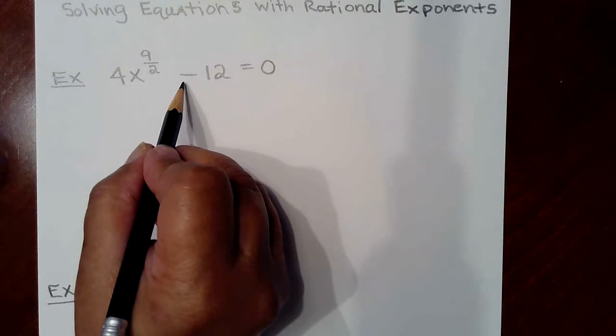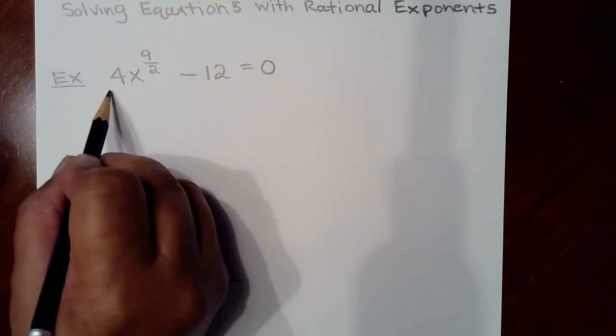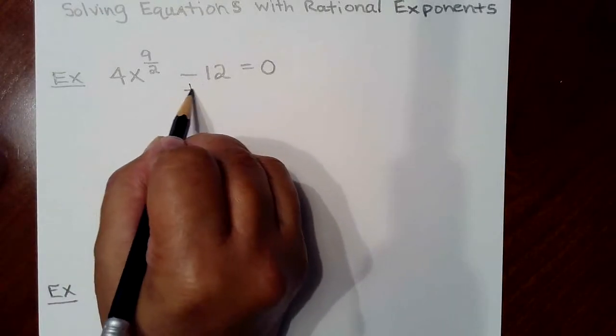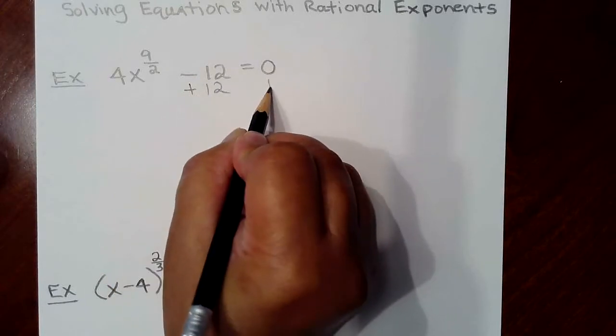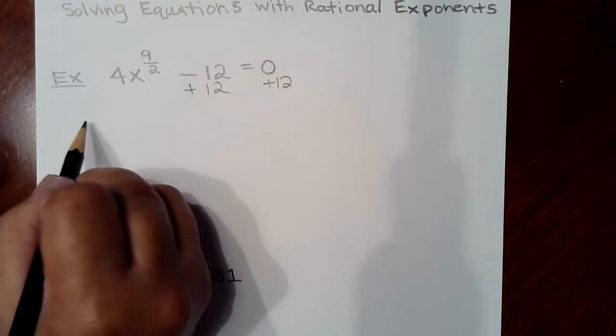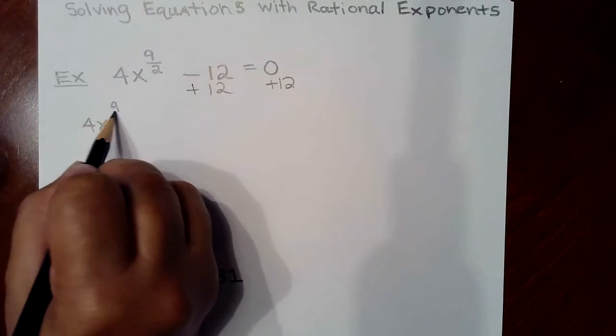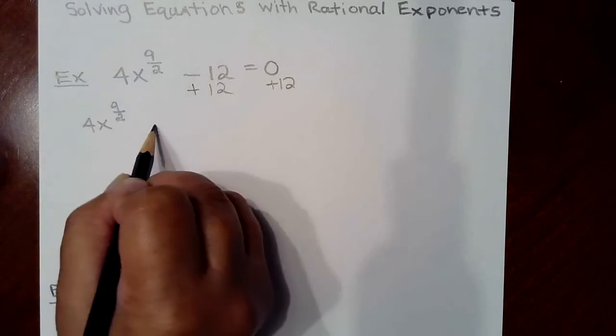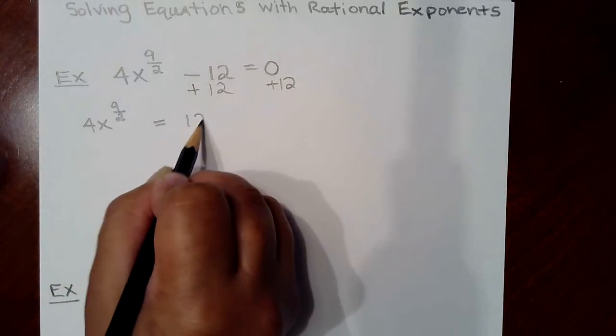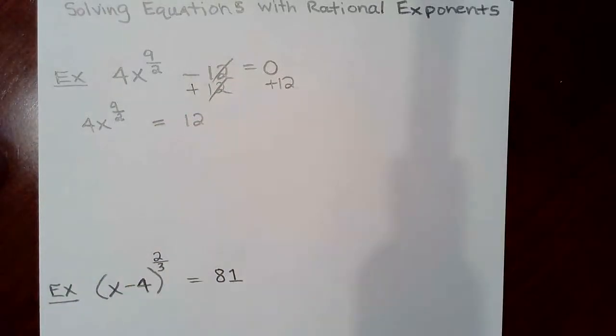When there are items that are being subtracted or added to the variable, it's best to get rid of those first. So we're going to add 12 to both sides. That's going to leave us with 4x to the 9/2 is equal to 12. So 12 will be gone here. It'll be over here now.